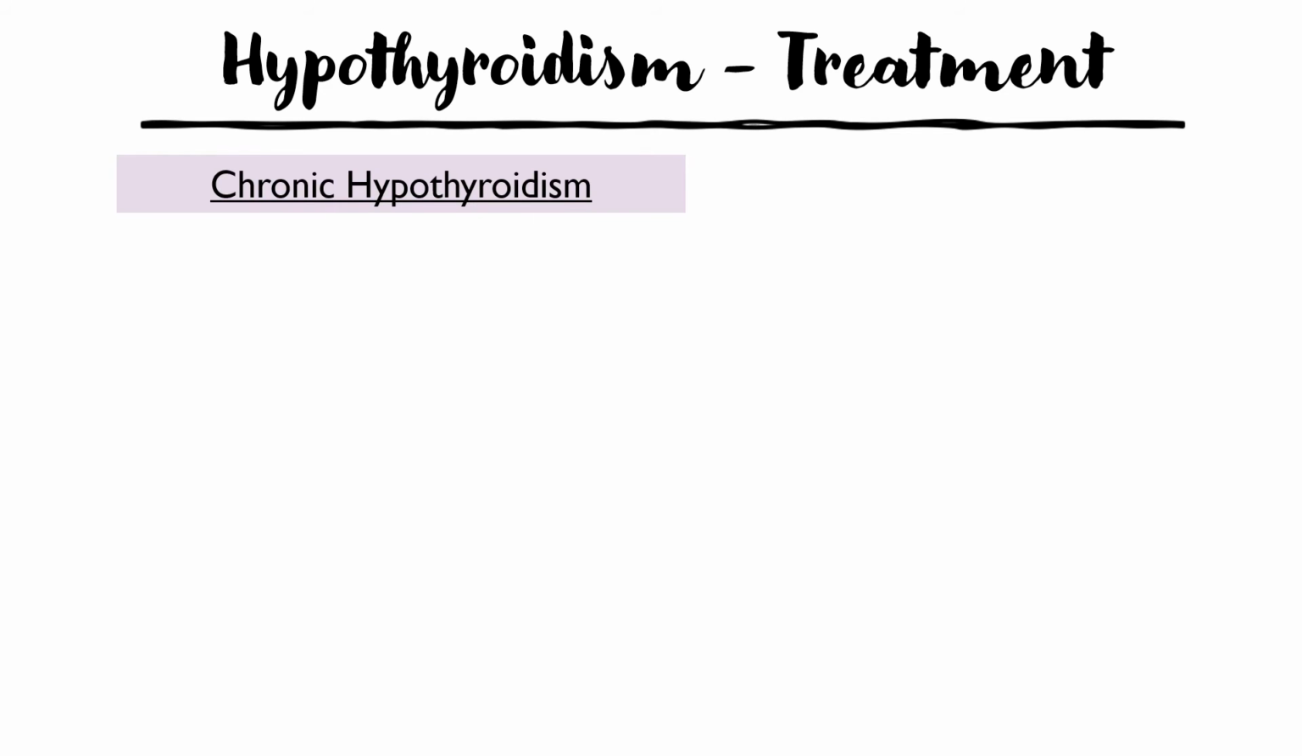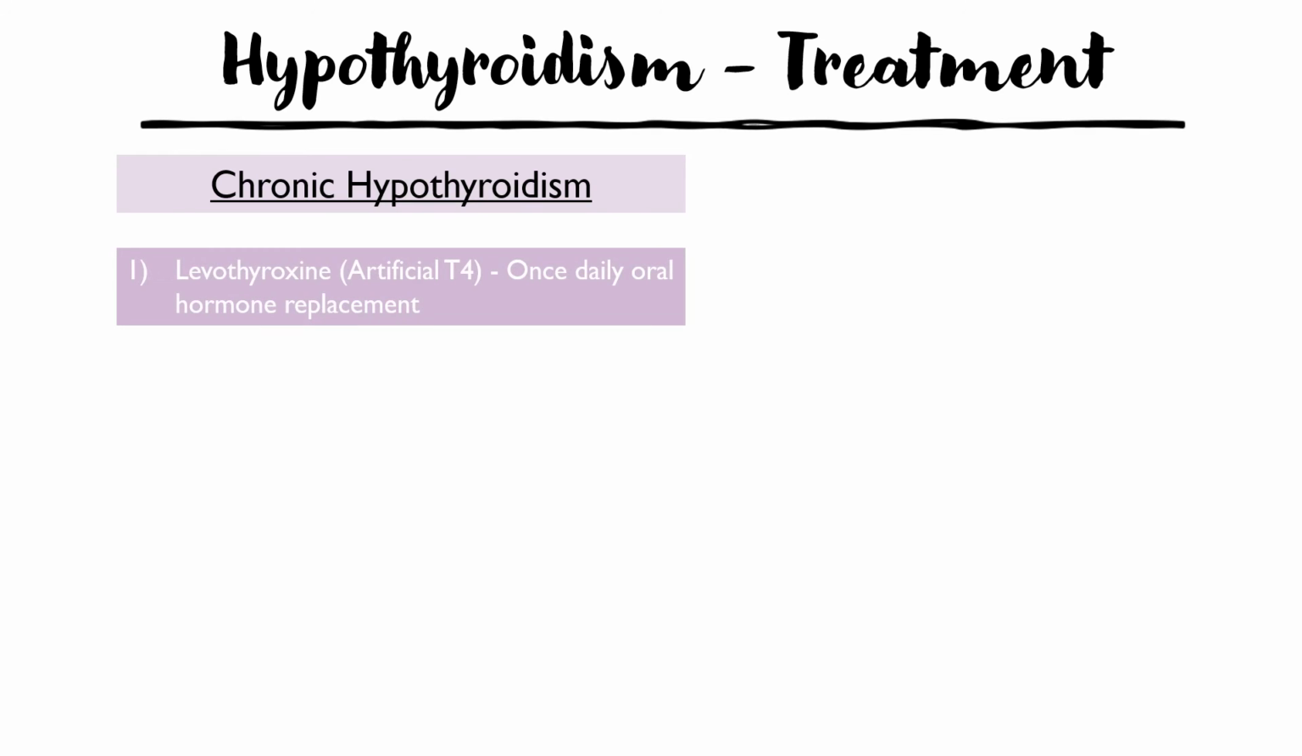In terms of the management for hypothyroidism, the mainstay of treatment is a drug called levothyroxine, or artificial T4. And this can be given as a once-daily oral hormone replacement regimen, and consequently helps to restore the levels of T3 and T4 in the blood.